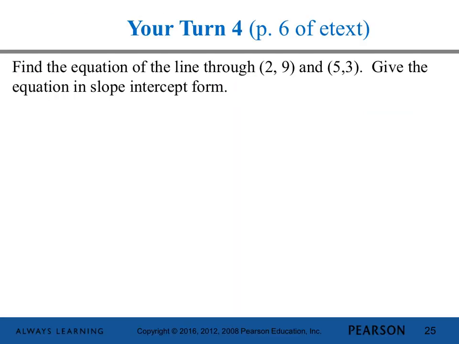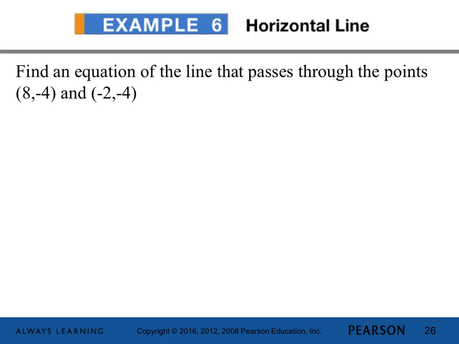And again, you have your turn. This is your turn 4. Use the same method that I used, review if you need to, and find the equation of the line through the points 2, 9 and 5, 3. Make sure it's in slope-intercept form. If you need to find an equation given 2 points, we're always going to do it this way. So we're going to use y equals mx plus b. First thing we need is m.